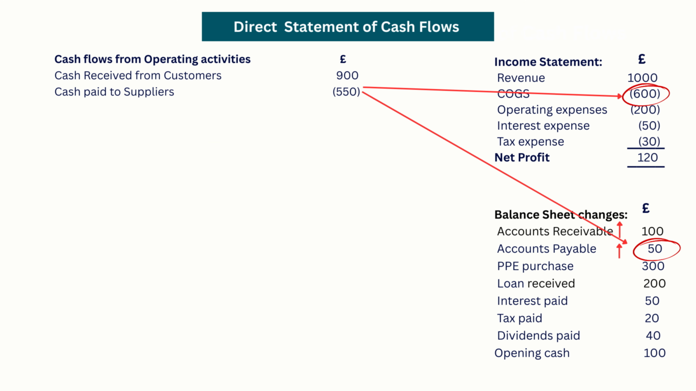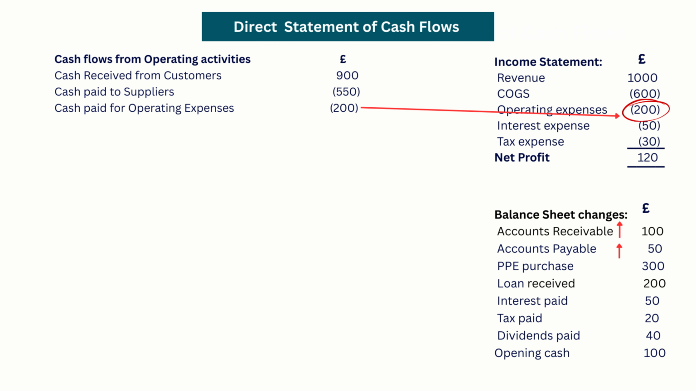Cost of sales is 600. Accounts payable increased by 50. An increase in payables means we have not yet paid some suppliers. So, 600 minus 50 equals 550. Therefore, cash paid to suppliers is 550.